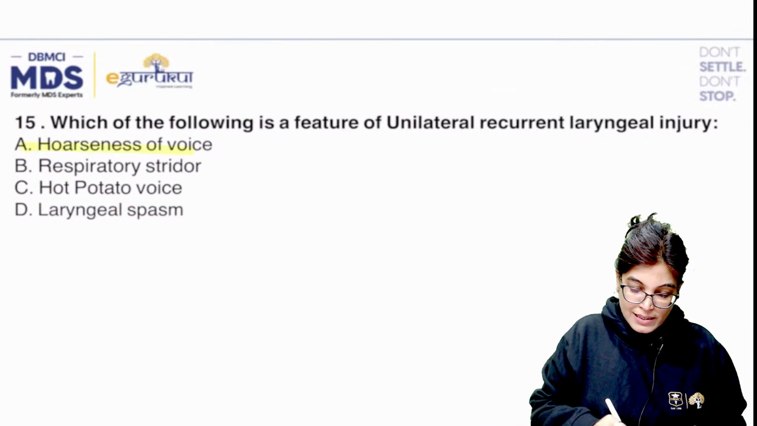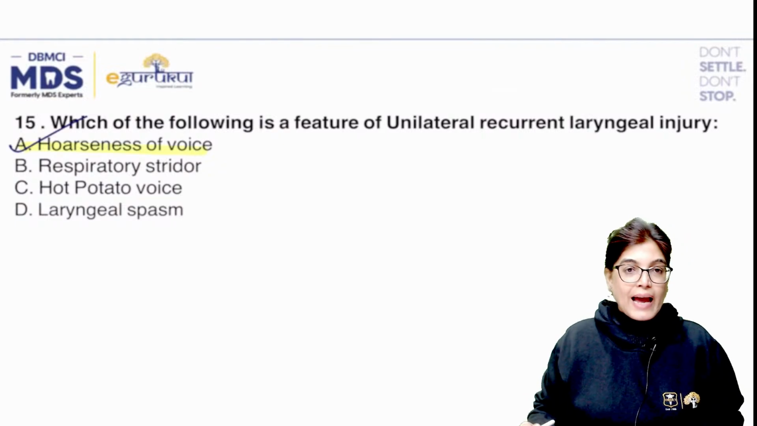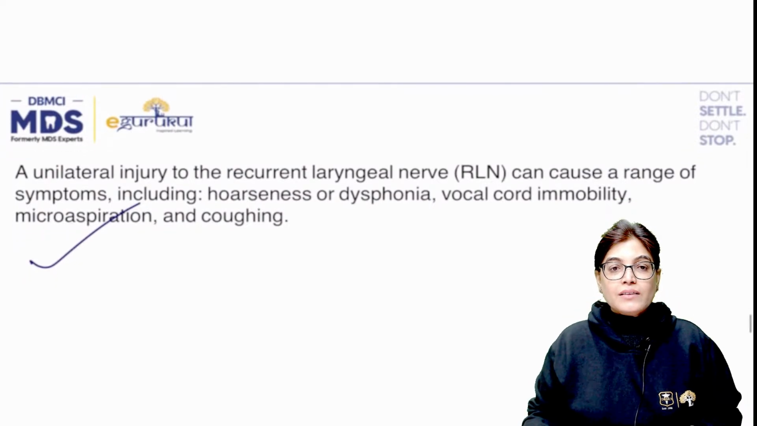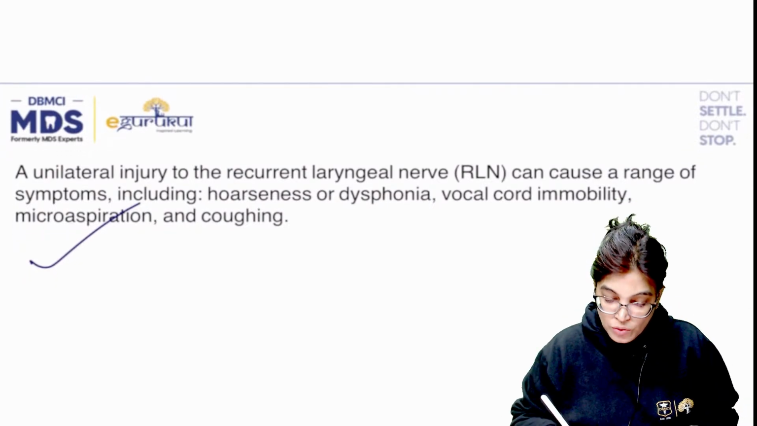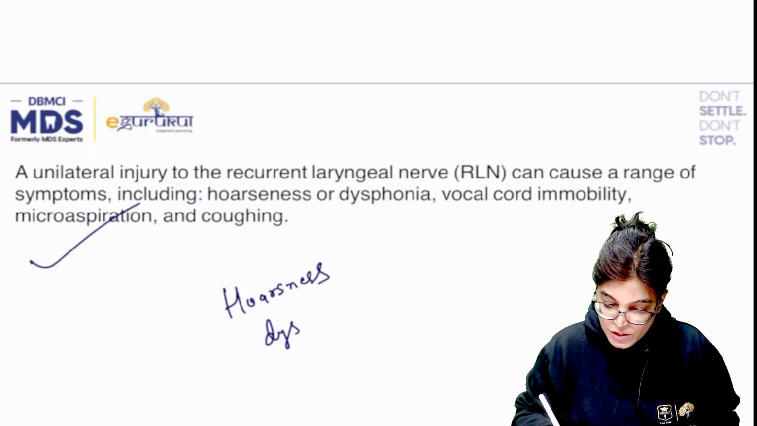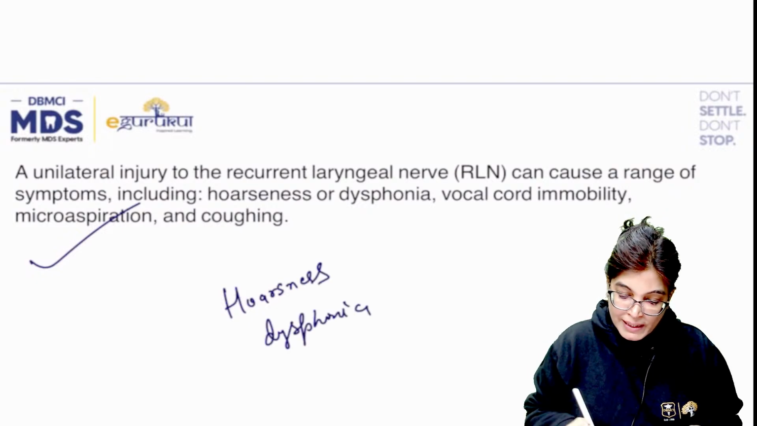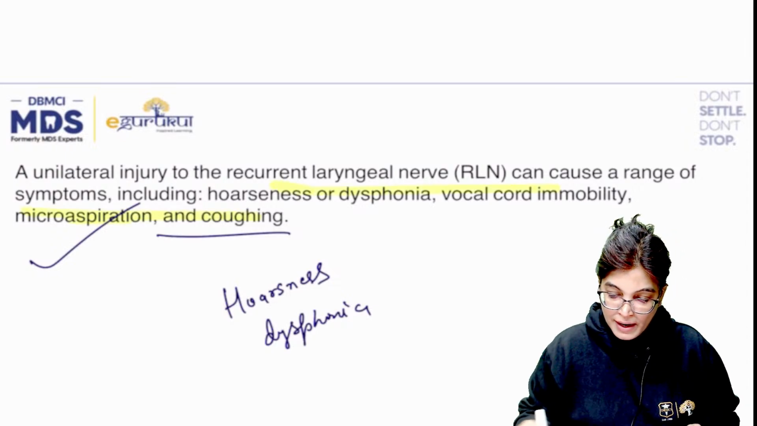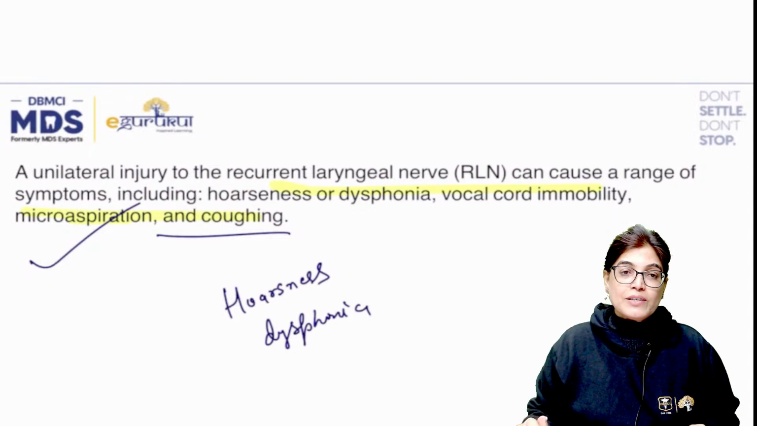So the right answer is hoarseness of voice. Absolutely correct. So basically when there is unilateral recurrent nerve injury, the patient will have hoarseness of voice and dysphonia. Vocal cord immobility will be there. Coughing and micro aspiration will be there. These are clinical features. Please highlight these are the clinical features of unilateral recurrent nerve injury.